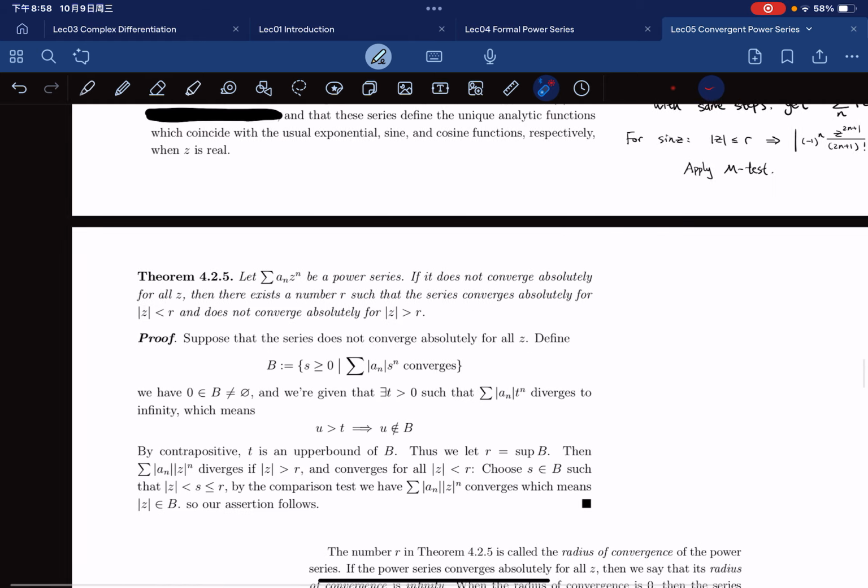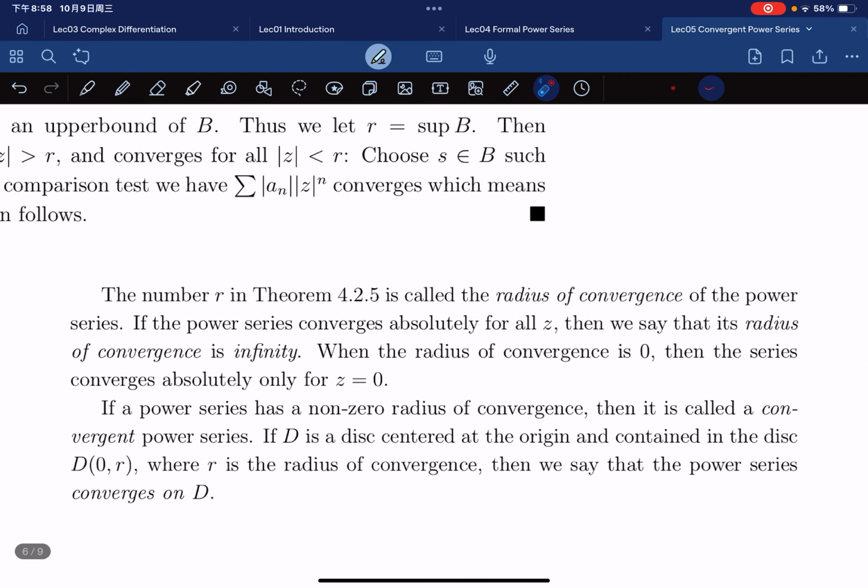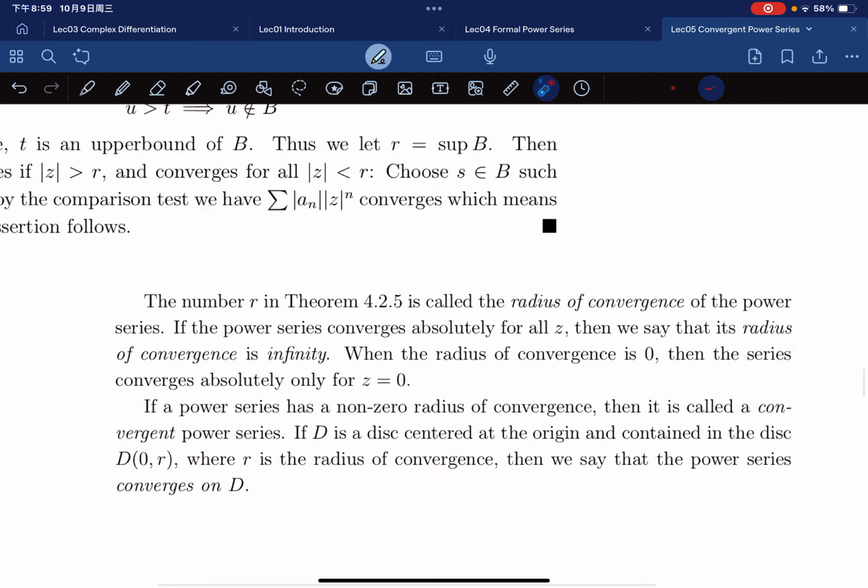Okay? So this R is called the radius of convergence of the power series. If the power series converges for all z, we say the radius of convergence is infinity. If it's 0, then we say the radius is 0. A power series that has a non-zero radius of convergence is called a convergent power series. Okay? If D is a disk centered at the origin contained in the disk of radius R, where R is the radius of convergence, then we say the power series converges on D. Okay?